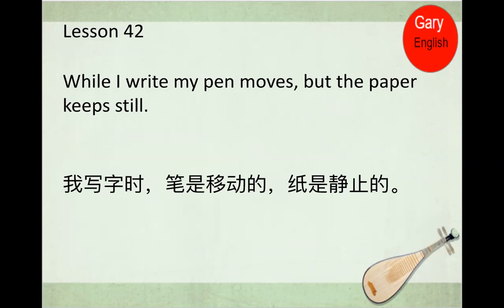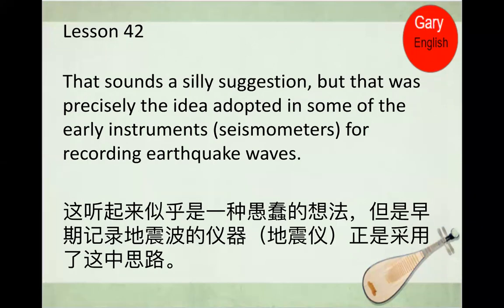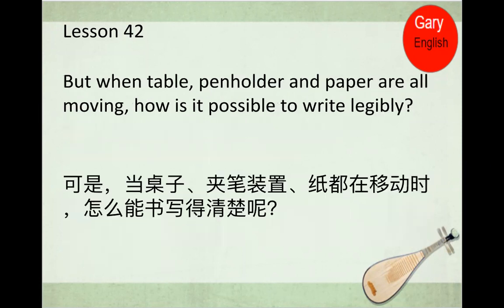While I write, my pen moves, but the paper keeps still. With practice, no doubt, I could in time learn to write by holding the pen still while the paper moved. That sounds a silly suggestion, but that was precisely the idea adopted in some of the early instruments. Seismometers for recording earthquake waves. But when table, pen holder, and paper are all moving, how is it possible to write legibly?